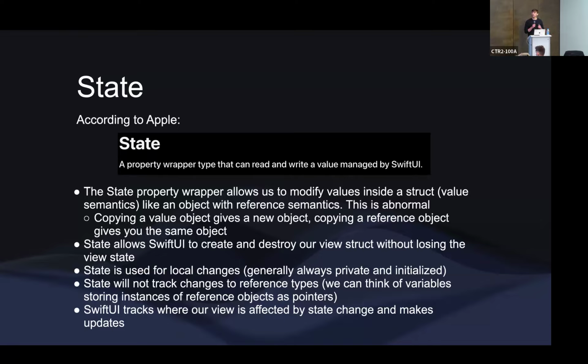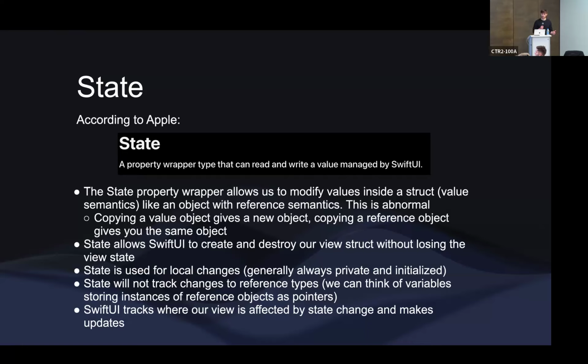Moving back to state. State allows SwiftUI to create and destroy our view struct without losing the view state. So as state is changing and we need to create new instances of views, we're able to persist our state across those different instances of views. State is also used to track local changes. So state will generally always be private and initialized on declaration. That's a good rule of thumb to follow.